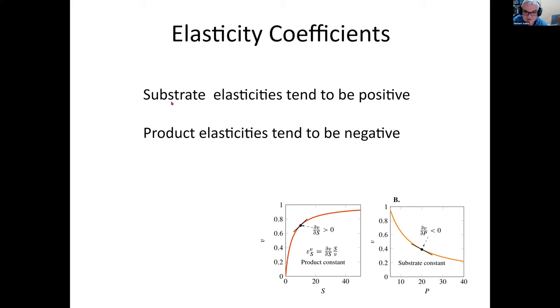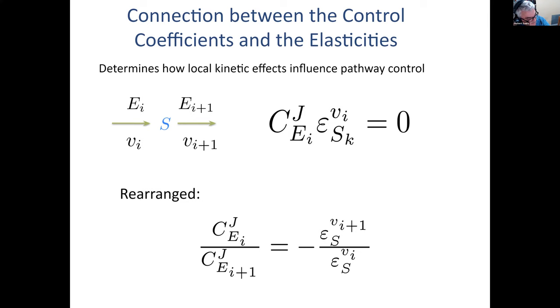Now, I'm not going to go into this in much detail, but it turns out there's a relationship between the elasticities, these unit responses that relate to individual steps, and the control coefficients, which relate to the entire pathway. This is called the connectivity theorem. It basically says for two adjacent steps, there's an inverse relationship between the elasticities and the control coefficients. That's basically what it's saying.